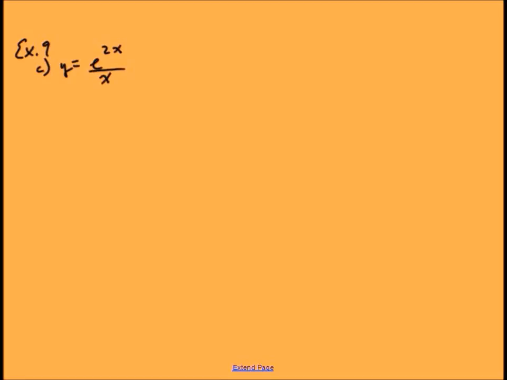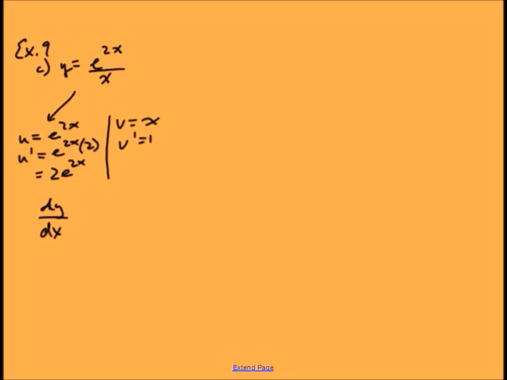Okay, so two ways of doing this. We've got a function divided by a function. We could use the quotient rule. So let's do that. We would let u equal e to the power of 2x. So u dash is e to the power of 2x multiplied by 2. v equals x, so v dash equals 1.